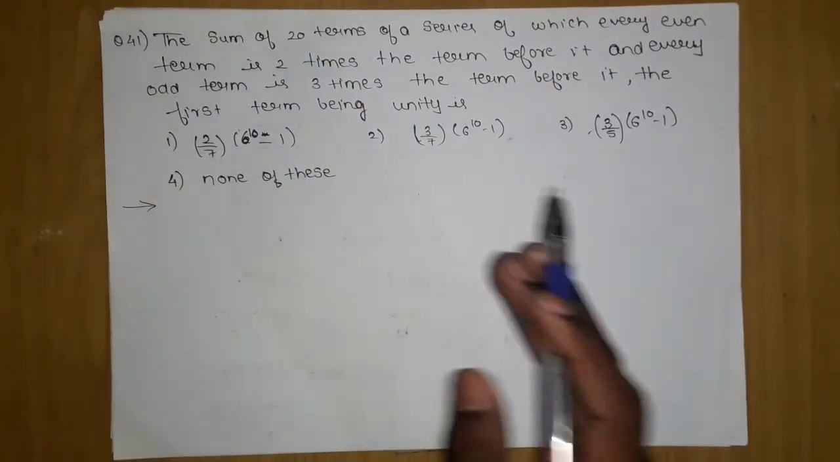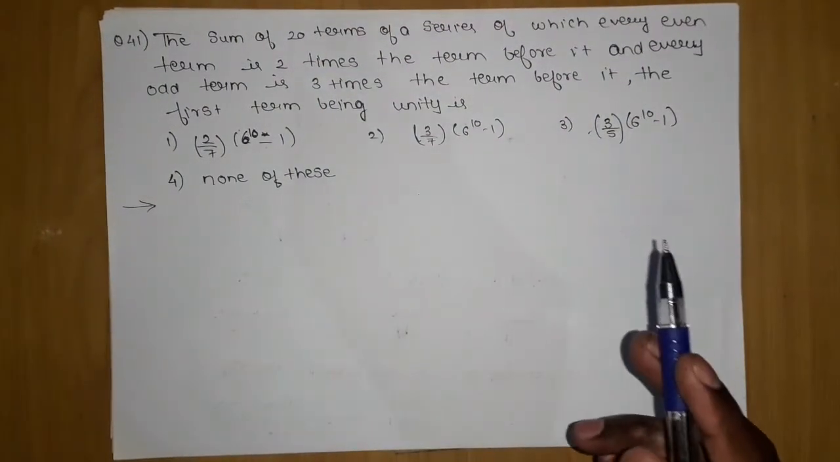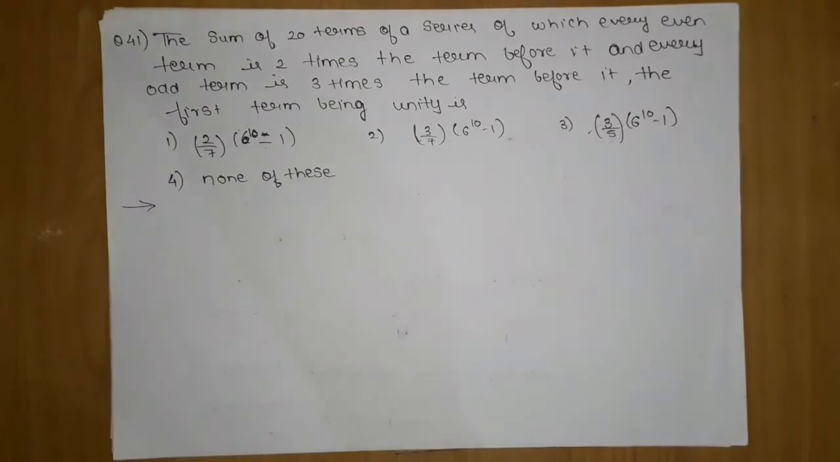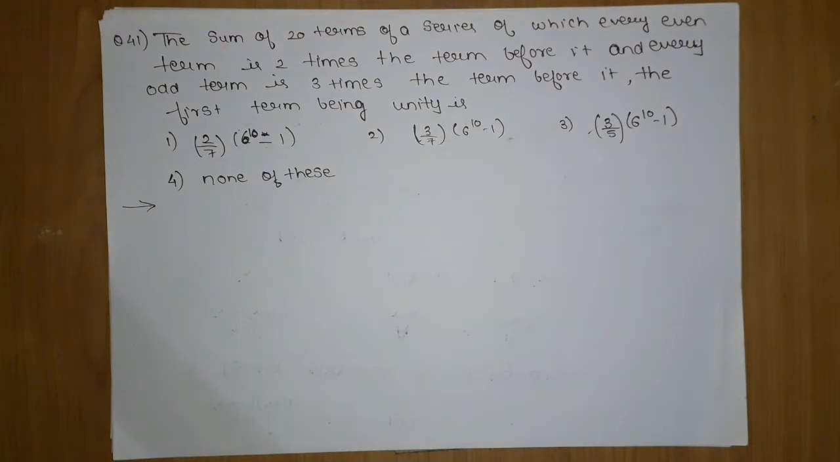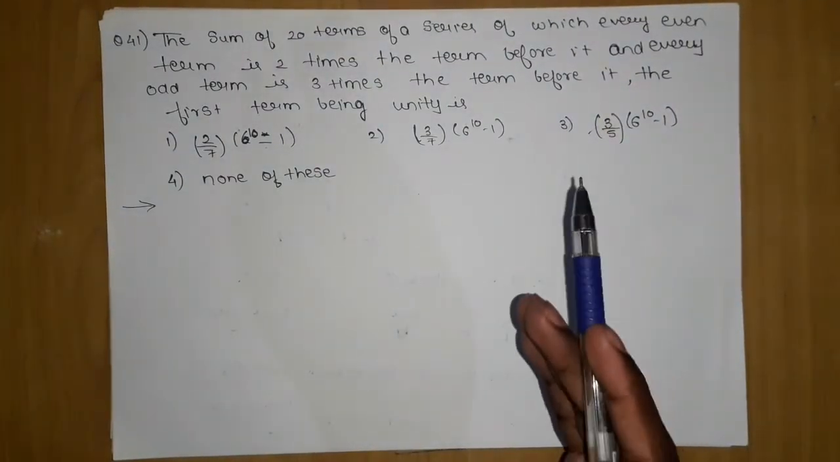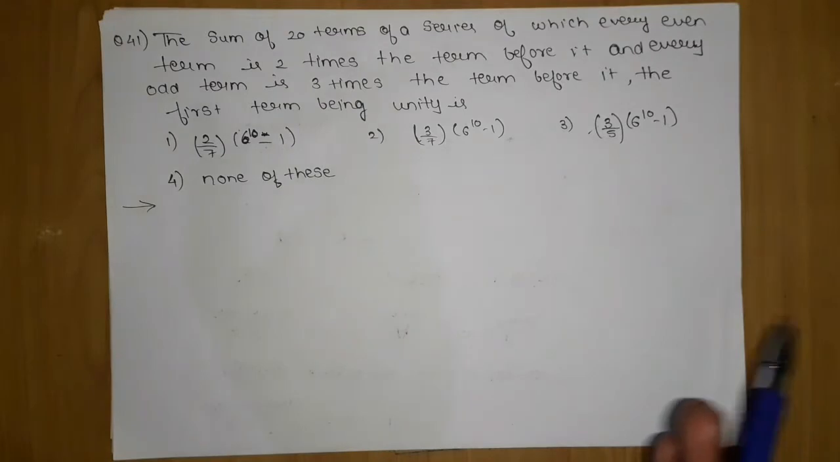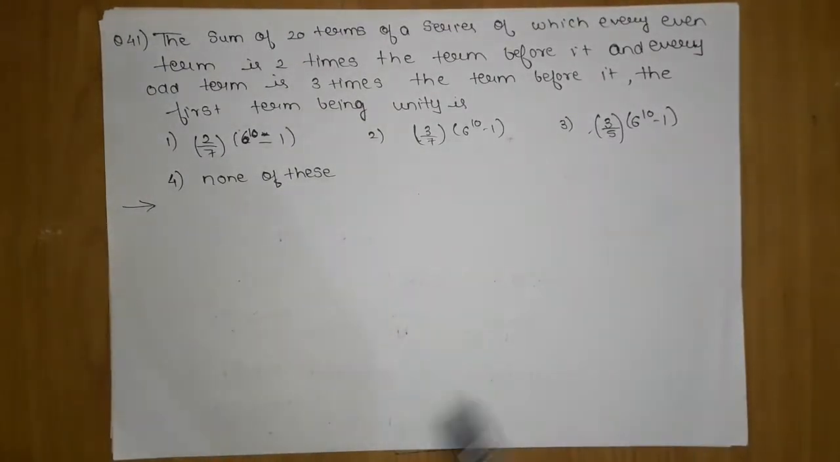First it is saying the sum of 20 terms of a series. Every even term is 2 times. I came to know that even term means even position term. You must understand the language, language is very important. Even position term is 2 times the term before it. It means the second term, which is at an even position, will be twice the first term, and every odd term, meaning the third position term, is 3 times the term before it, that is, 3 times the even position term. Simple.